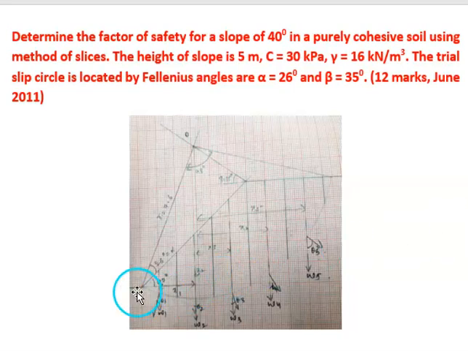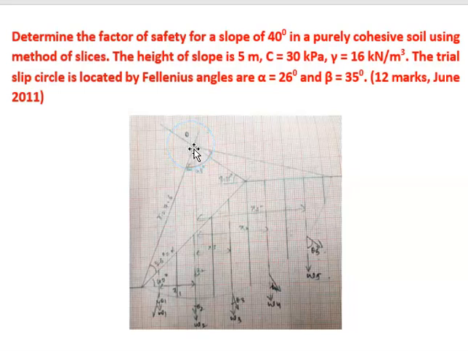So for that, first we have to draw the slope to some scale. So here the height of the slope is given as 5 meter and the slope angle is given. So by taking the toe point and angle 40 degrees, we can draw the slope. So at 5 meters height, we have to draw one horizontal representing the top of the embankment. Then here Fellenius's angles are given. So we have to take 26 degrees with respect to the slope and 35 degrees with respect to horizontal. So these two lines will intersect at point O.